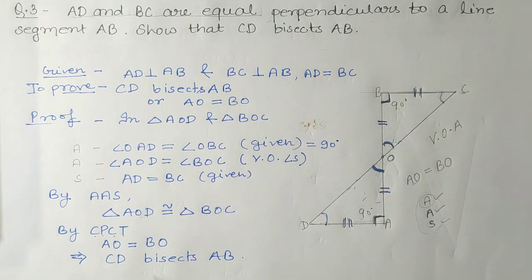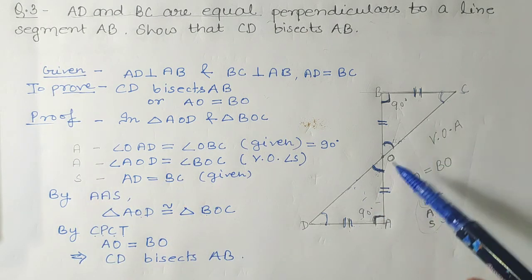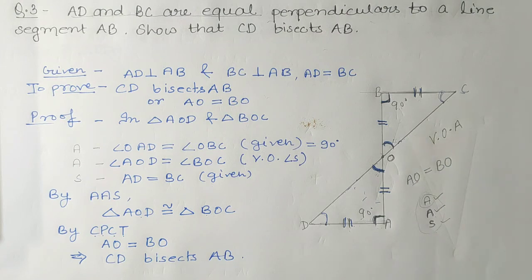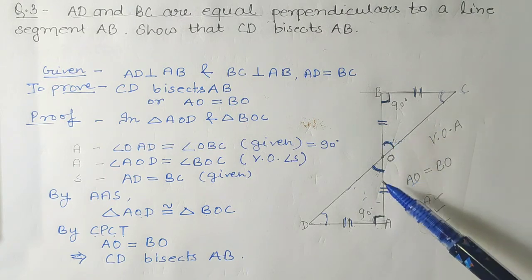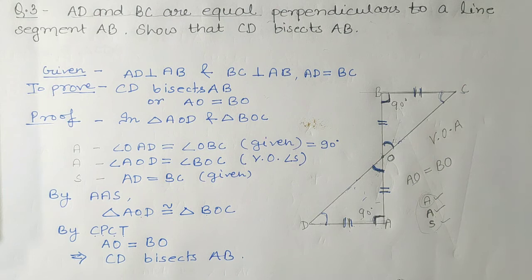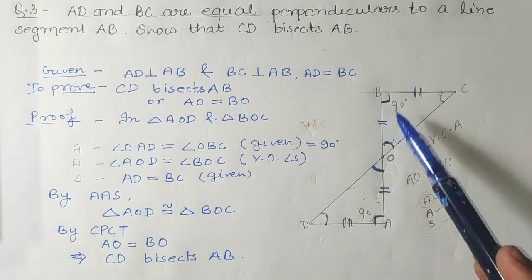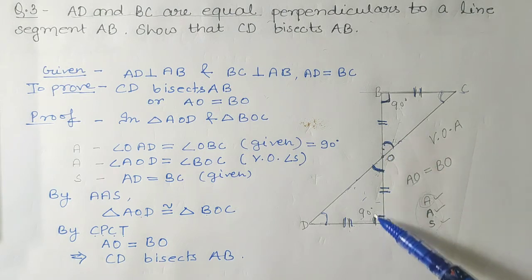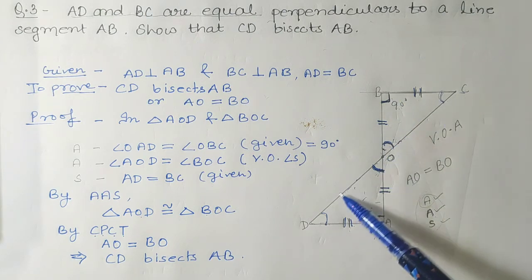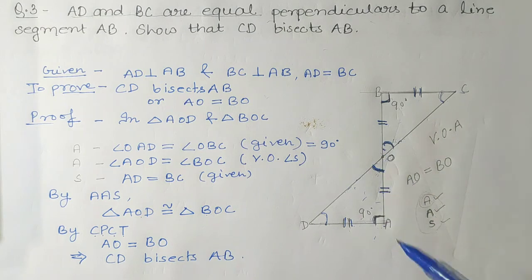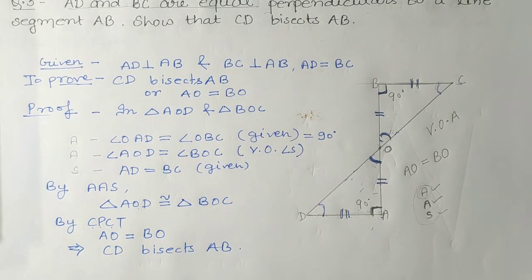So by angle side we have shown that these two triangles are congruent, and if these two triangles are congruent, then their corresponding parts will be equal, and so we can say that AO is equal to BO. And if AO is equal to BO, it means this CD line is bisecting the side AB. So simply we can show that CD bisects AB. Just pause the video and note it down, students.